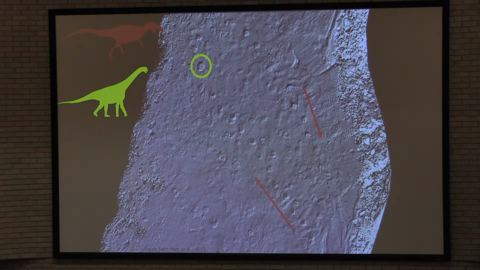So here is some of that LiDAR data. I only circled one because if I had circled all of them, this whole thing would have been yellow. But look for these pothole looking marks. Those are from the sauropods. And then the theropod tracks are where I've marked with these arrows.